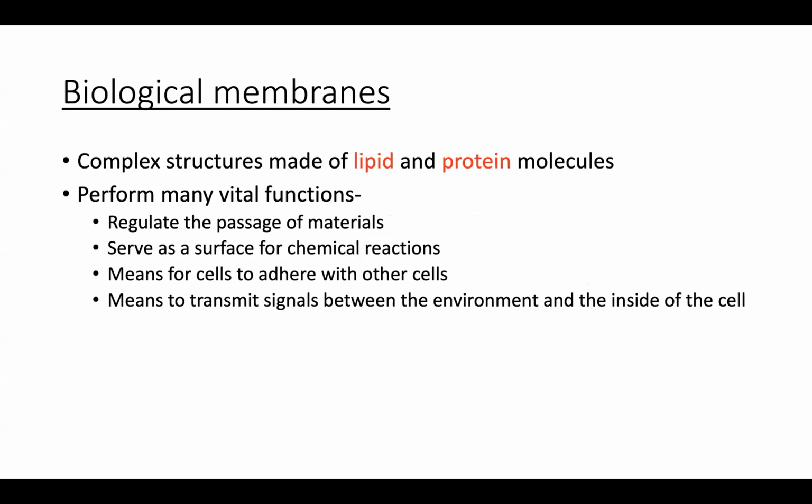So structurally, the biological membrane or the plasma membrane is made of a complex structure of lipids and proteins, right? So these are two of those four biological molecules that we talked about: carbohydrates, lipids, proteins, and nucleic acids. So these lipids and proteins are very important components of the cell membrane.